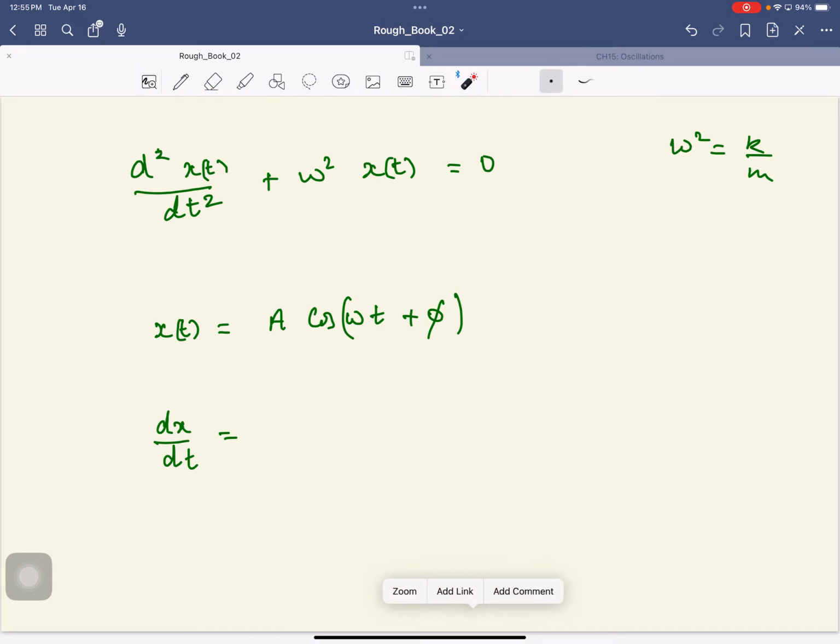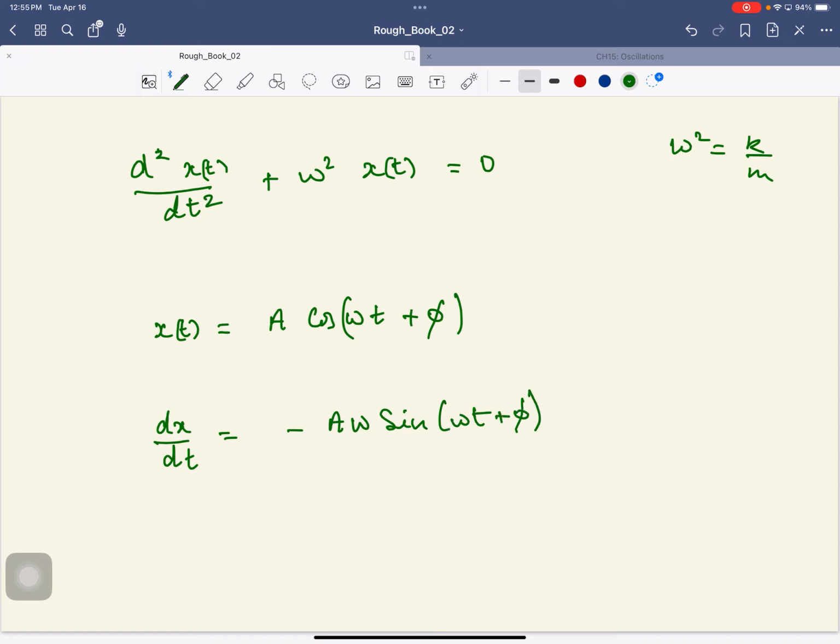The derivative of cosine t is minus sine. So minus A omega sine(omega t plus phi). And then for d squared x by dt squared, what we need is the second derivative. We are calculating this term. Help me out. What is the second derivative? The derivative of sine is cosine, and then you get an omega. So that's minus A omega squared cosine(omega t plus phi).